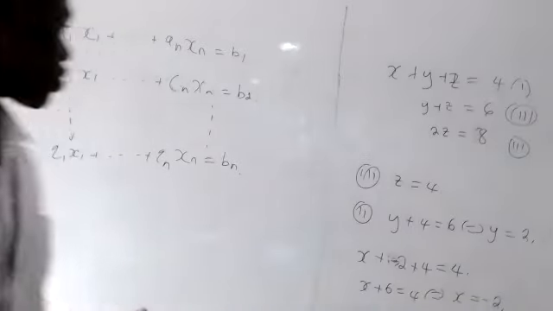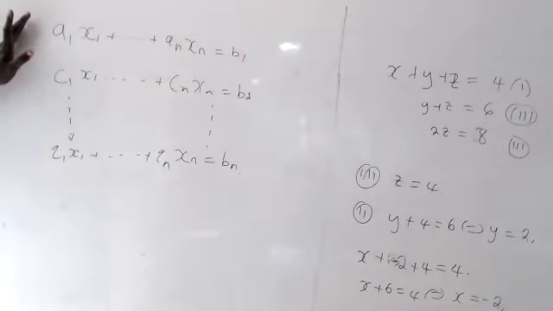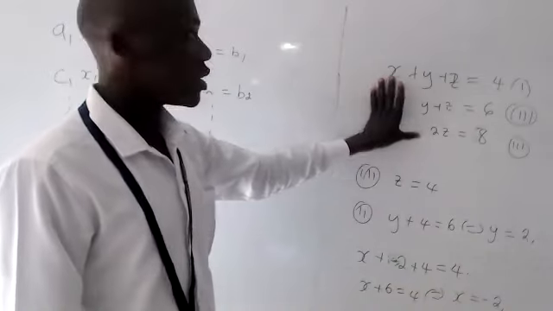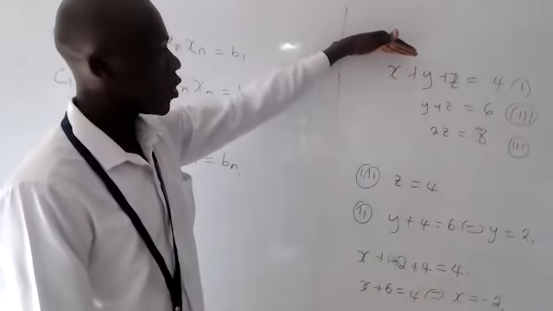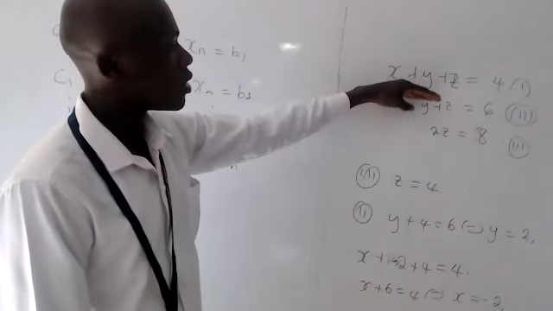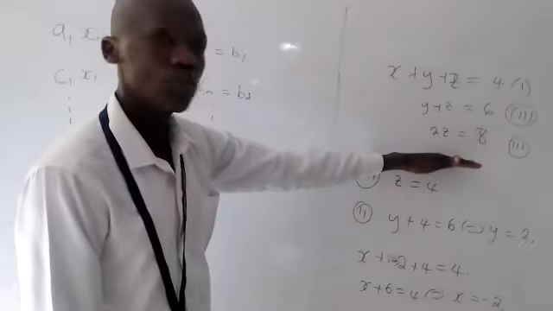Back substitution. The computer will first of all reduce this system to something like this. This is what we call a triangular system. The first equation has all the unknowns. The second equation has the number of unknowns less by 1. So this one had 3, this one now has 2. You go all the way up to the last one.